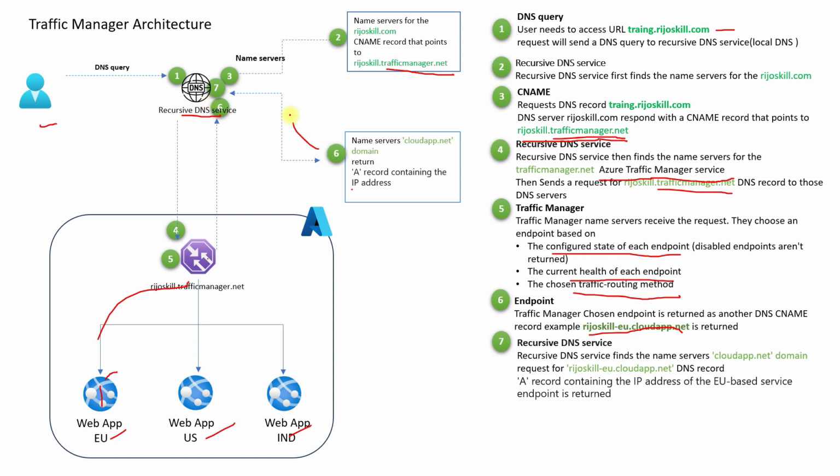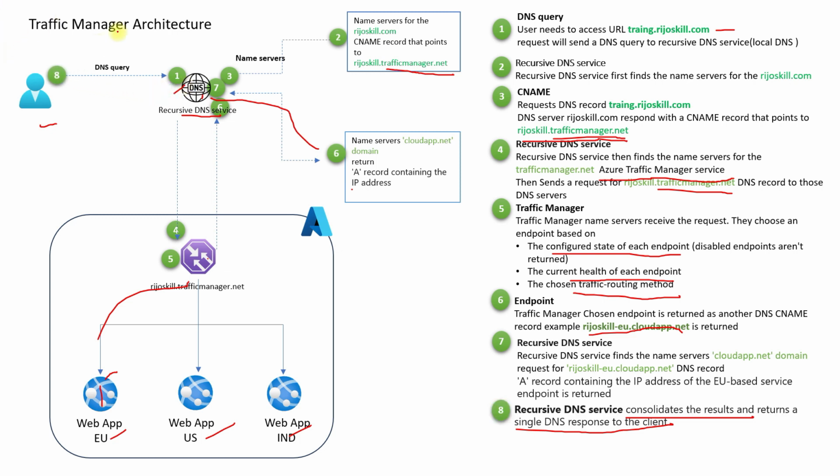Now the traffic is passed again to the DNS. Next, the recursive DNS consolidates the results and returns a single DNS response to the client. Finally, it receives all the results, consolidates them, and returns them back to the client.